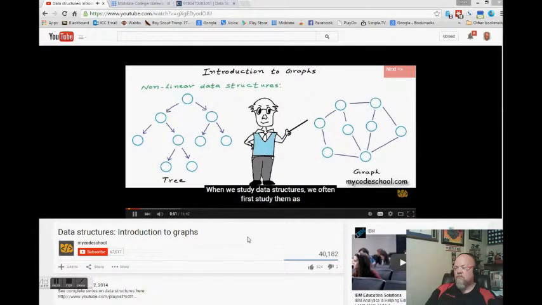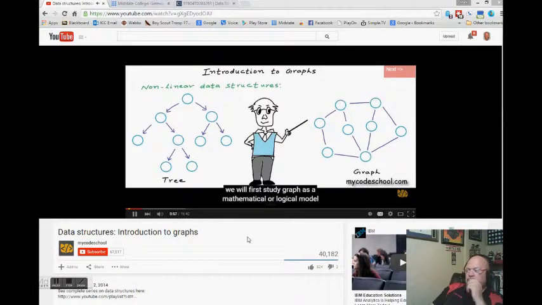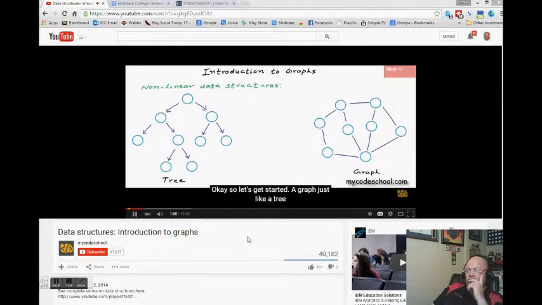When we study data structures, we often first study them as mathematical or logical models. Here also, we will first study graph as a mathematical or logical model, and we will go into implementation details later. Okay, so let's get started.